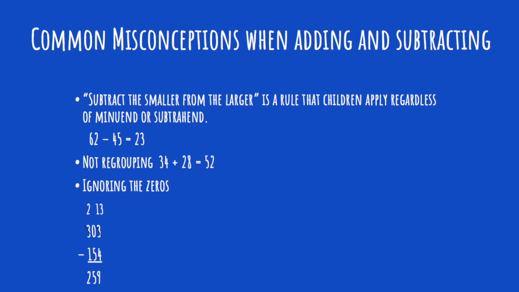So some common misconceptions that our kiddos have. They subtract the smaller from the larger. We caught that. And then that's a rule that children apply regardless of the minuend or the subtrahend. And that was their example with, I believe it was Lisa that did that. And then not regrouping. Sometimes they just don't do it. And then they ignore the zeros. This is something else that the kids will just jump over when they get to 3-digit numbers that they're subtracting.